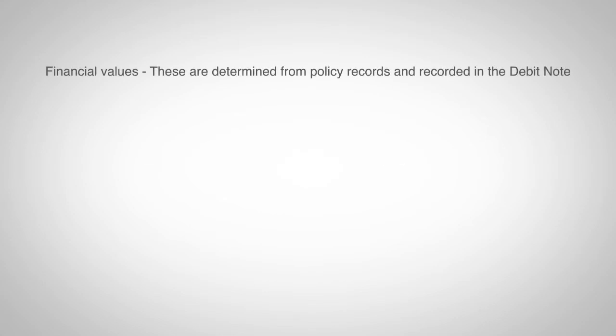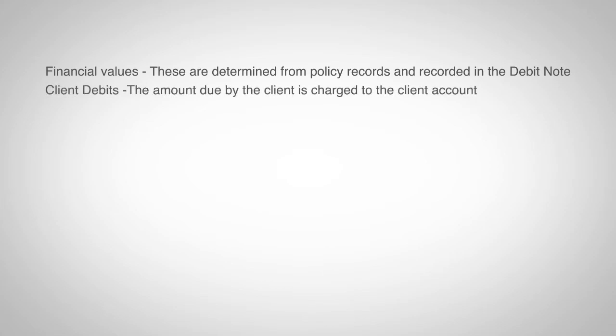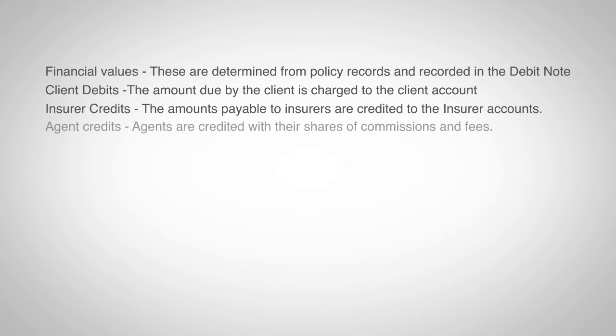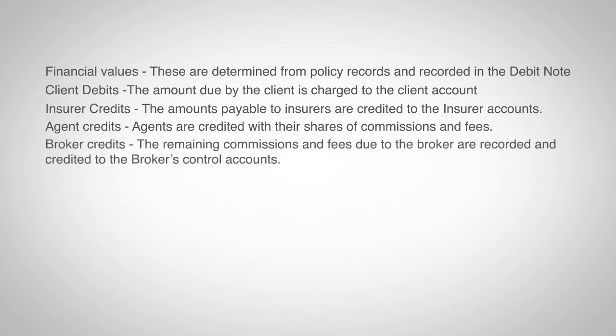Financial values. These are determined from policy records and recorded in the debit note. Client debits. The amount due by the client is charged to the client account. Insurer credits. The amounts payable to insurers are credited to the insurer accounts. Agent credits. Agents are credited with their share of commissions and fees. Broker credits. The remaining commissions and fees due to the broker are recorded and credited to the broker's control accounts.